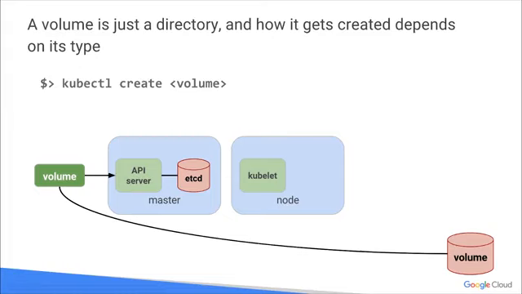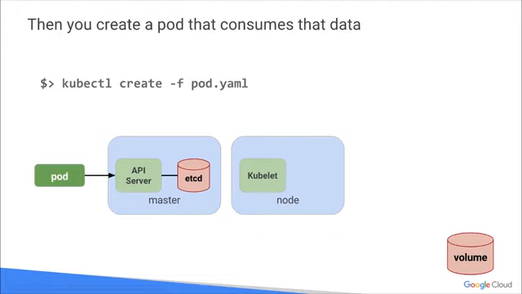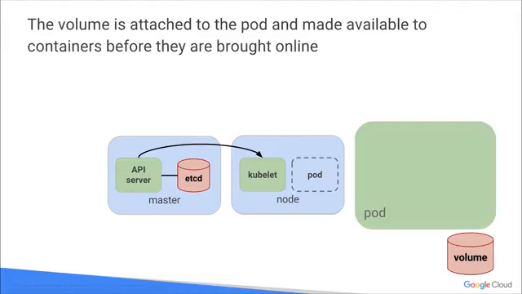Here's an example. kubectl, I call it that, okay? Create volume. And that's all. You can run that out of the Kubernetes command line itself, and it'll create a volume. Here's another one that'll create a volume that consumes that data. So again, kubectl create -f pod, which is the YAML file, and it'll create it depending on the YAML description. The volume is attached to the pod and made available to the containers before they are brought online. So you have that storage there before the containers are brought online.